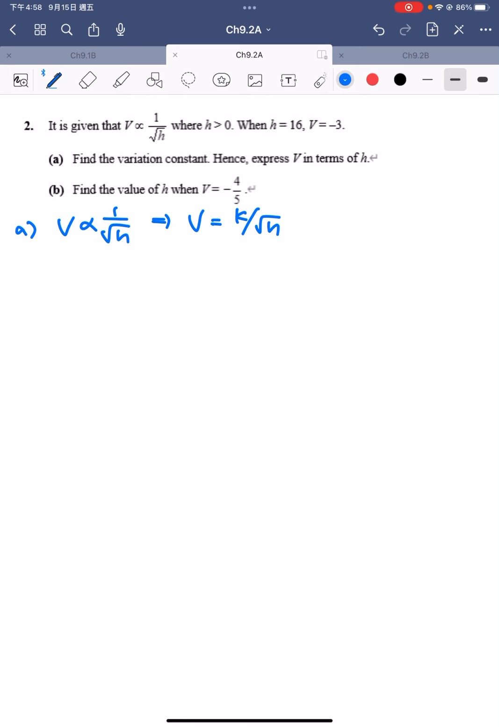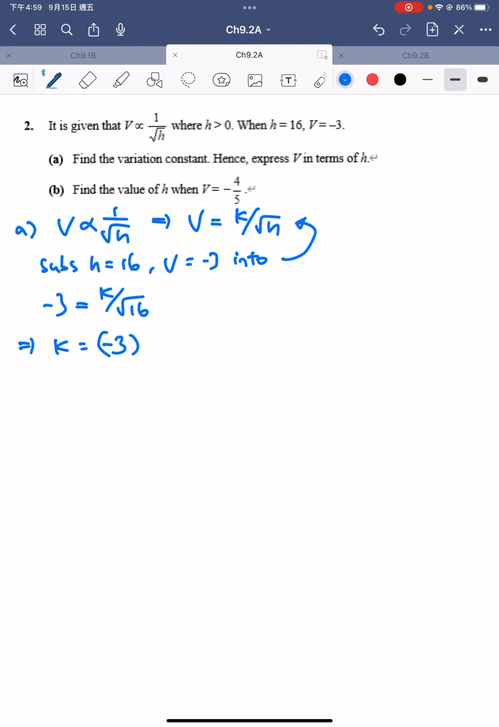So we substitute h equal to 16, v equal to -3 into this formula. Then we have -3 is equal to k divided by the square root of 16. So next step, we can calculate the value of the square root of 16, which will give you 4. So k will be equal to -3 times 4, which gives you -12. Again, k is our variation constant.